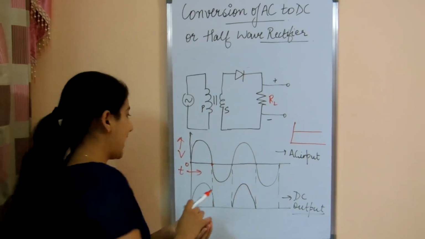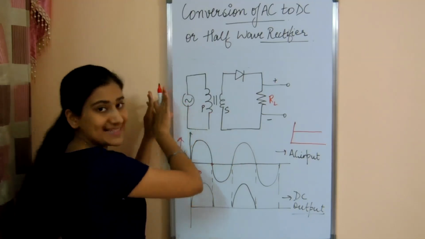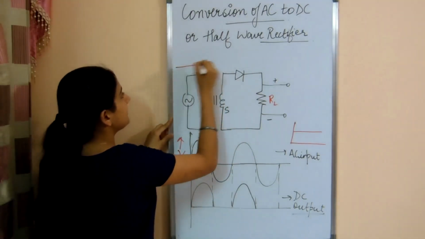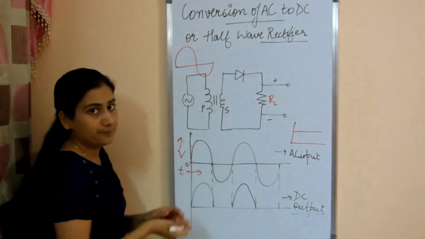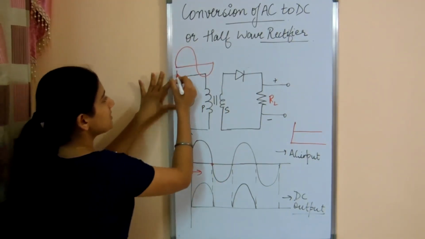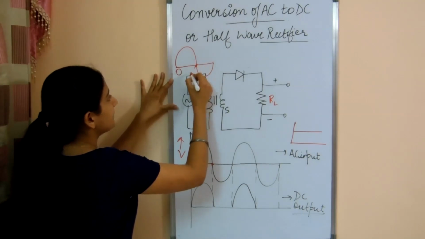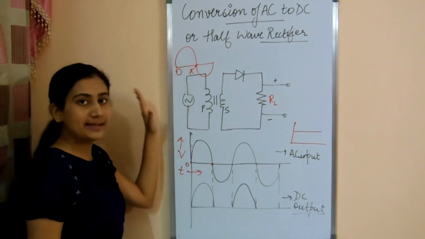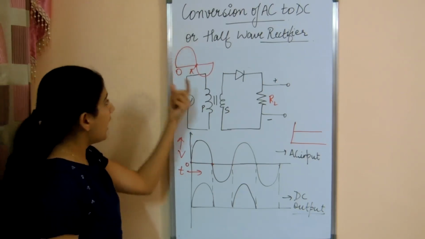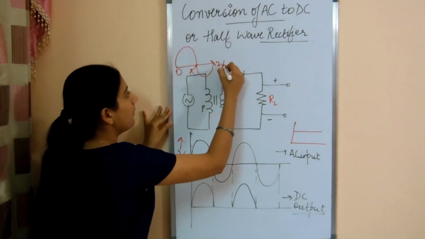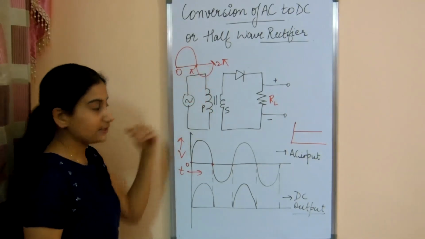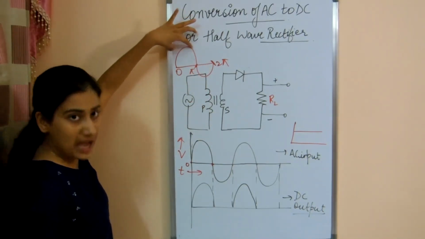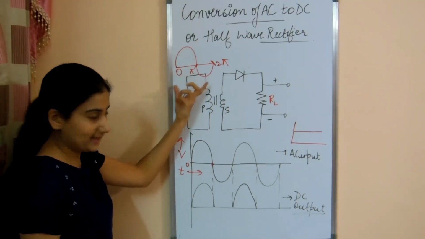So what does it mean actually? Suppose AC input is being put on here. Now I am representing one wave here. Suppose this is 0 and this point is pi. From 0 to pi, the alternating current had a positive curve, and from pi to 2 pi it had a negative curve. Now what does it mean? Suppose this is the first half of the whole cycle.